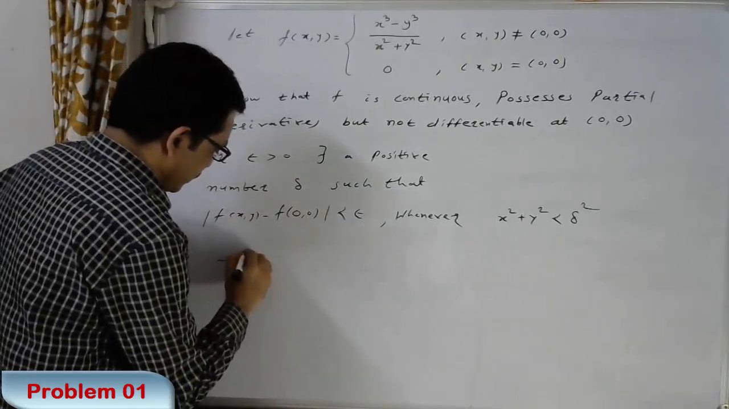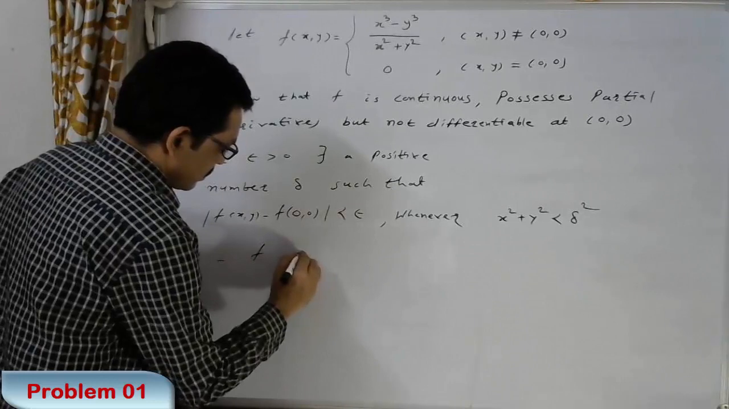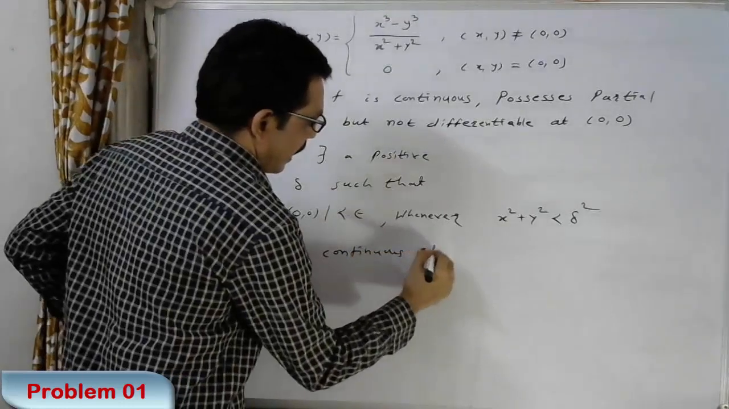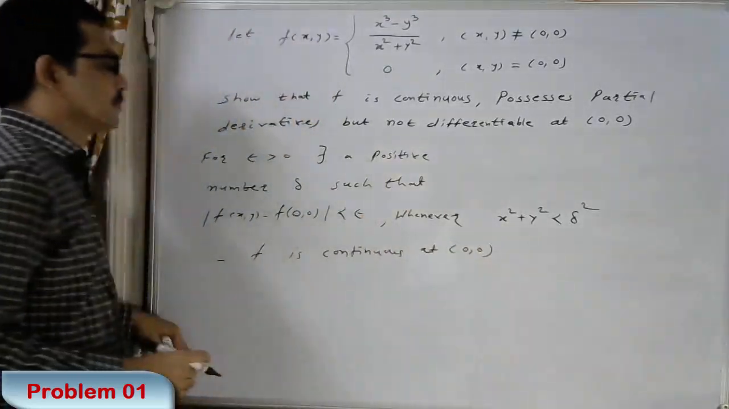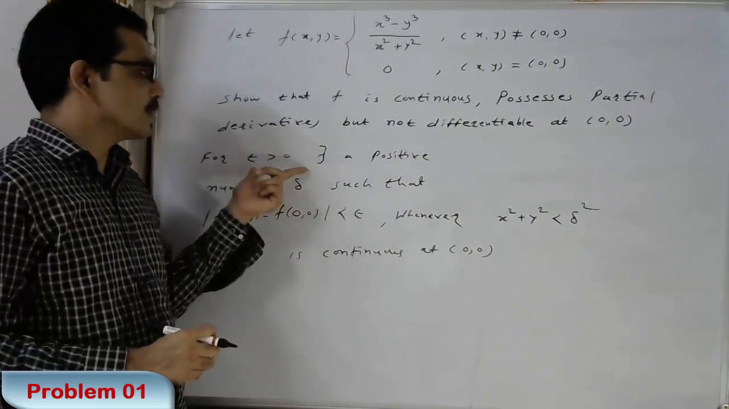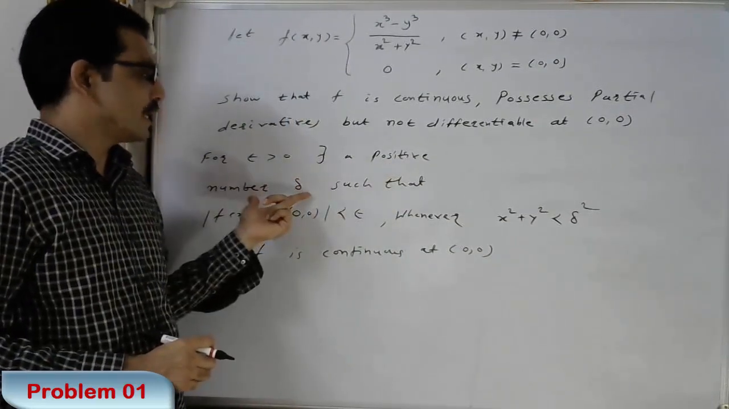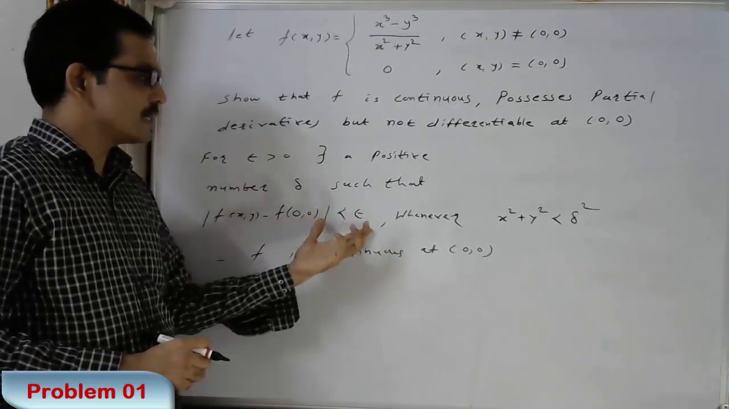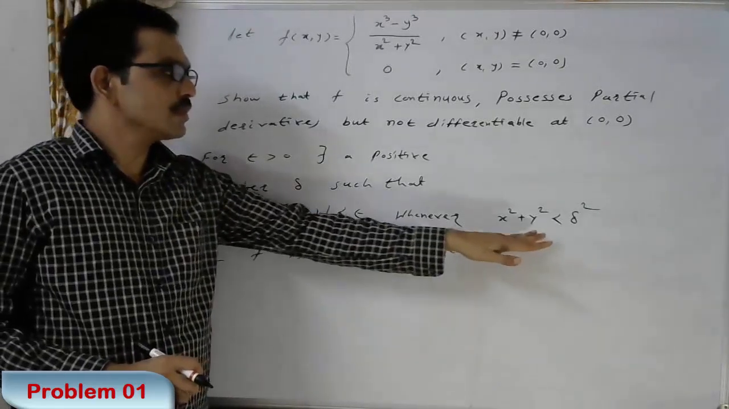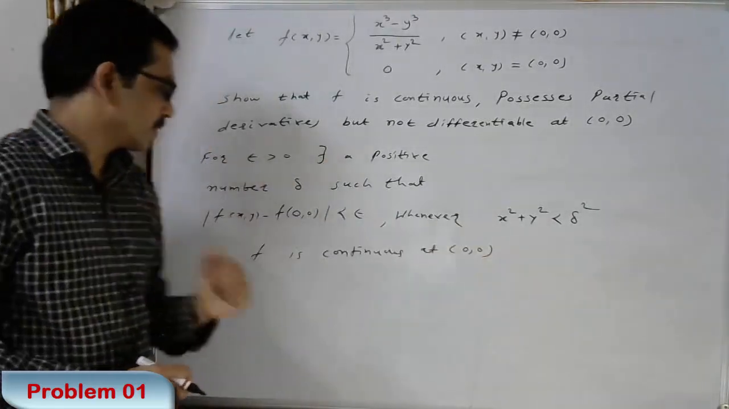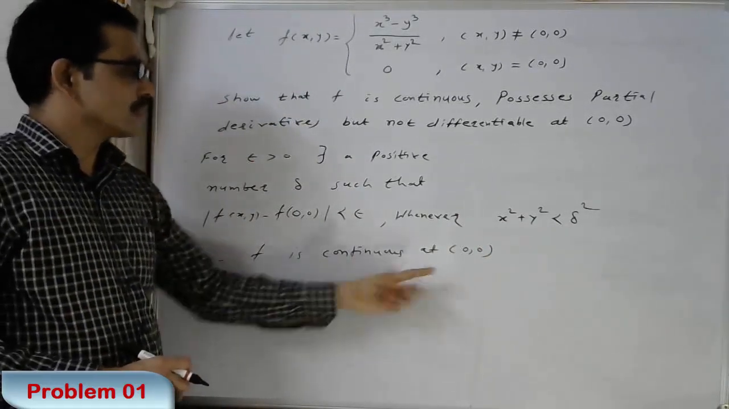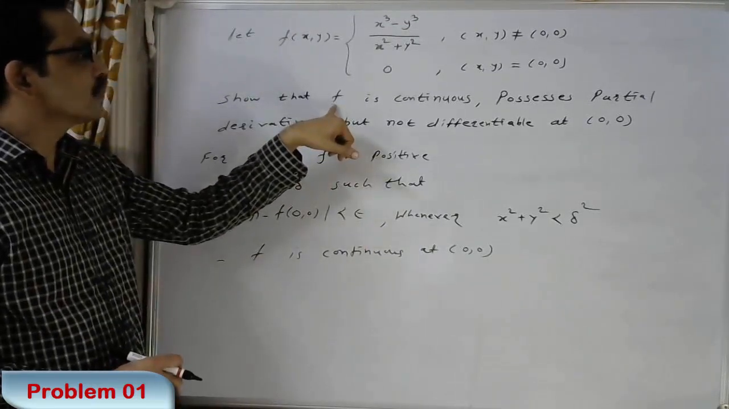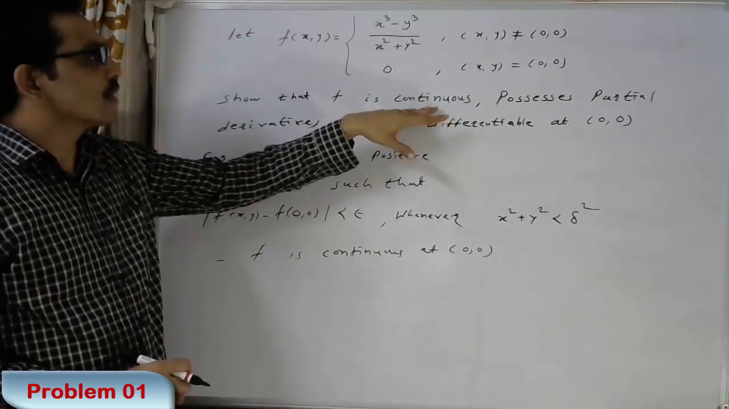Therefore, we say that the function f is continuous at the point (0,0). Here for epsilon positive, there exists a positive del such that mod of f(x,y) minus f(0,0) is less than epsilon whenever x square plus y square is less than del square. And this proves that the function f is continuous at the point (0,0). Here first we show that the function f is continuous.